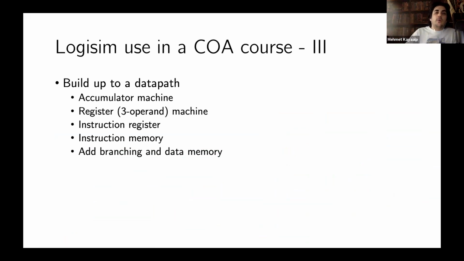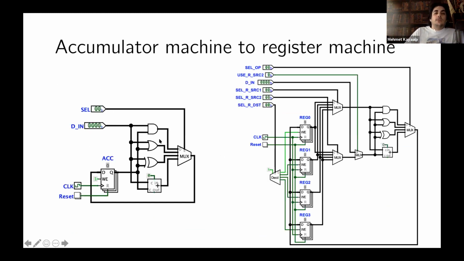Then we work our way up to a full data path, starting with an accumulator machine, then a register machine. Then we add an instruction register, an instruction memory, branching, data memory facilities. So they start with the circuit on the left, and they are given descriptions and depictions, and they build these circuits in Logisim most of the way.